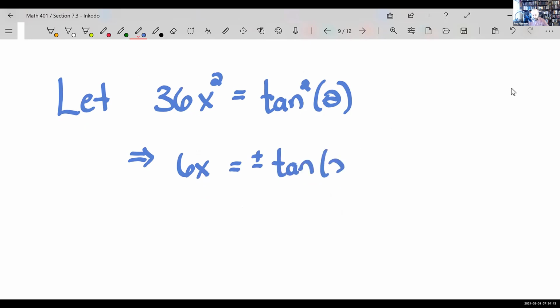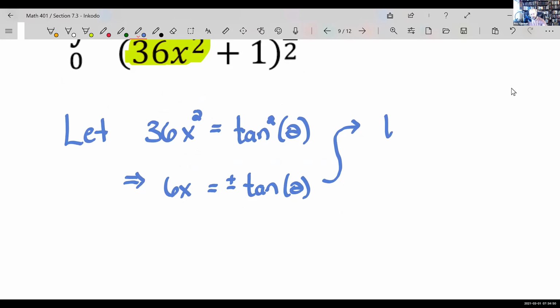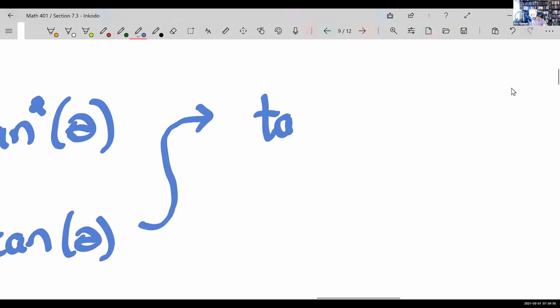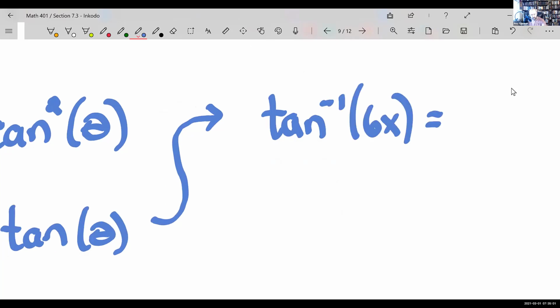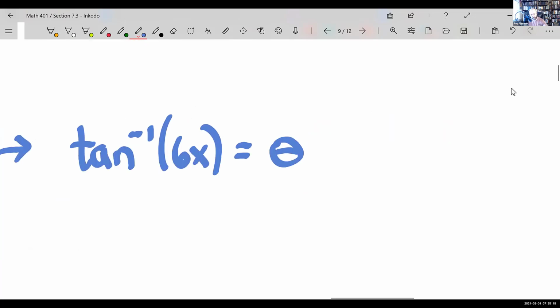However, when you do this substitution, just letting you know, you're saying that the tangent inverse of 6x is equal to theta. That's what's happening when you make a trig sub: you're restricting the angle. You're making a substitution and saying, by the way, I'm going to eventually probably have to solve for theta. So therefore, theta is going to be restricted because all inverse trig functions have restricted angles.